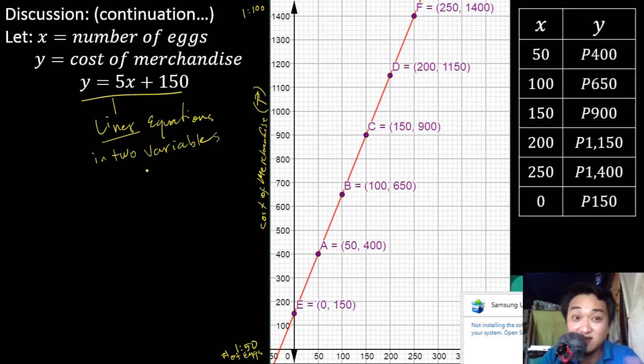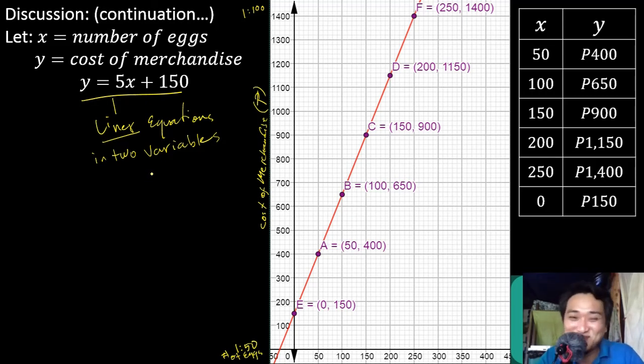Two variables kasi gumagamit tayo ng dalawang variable. Those variables are x and y. Meaning, those variables are the independent and dependent variables. Iyan po.